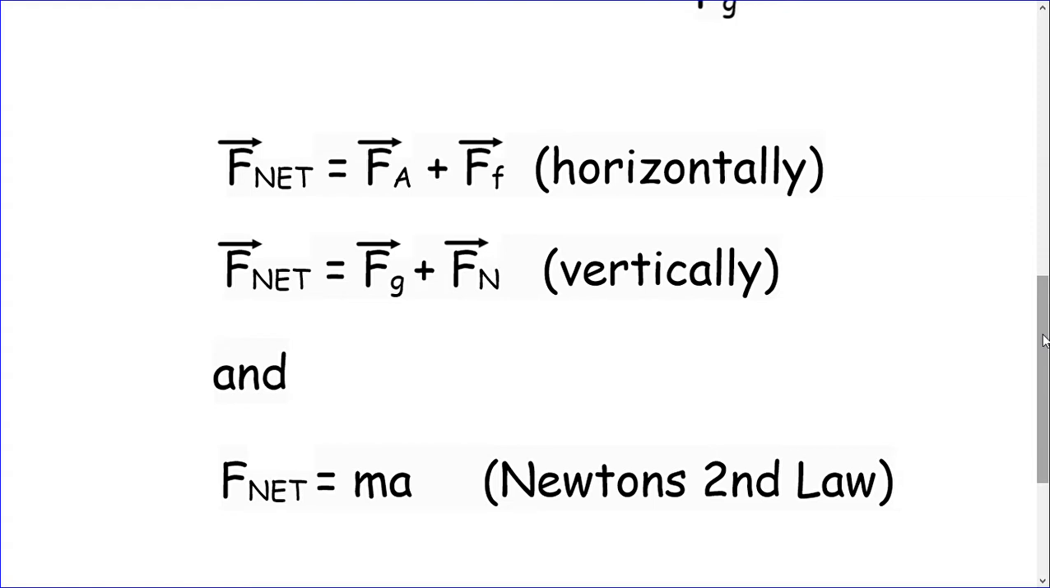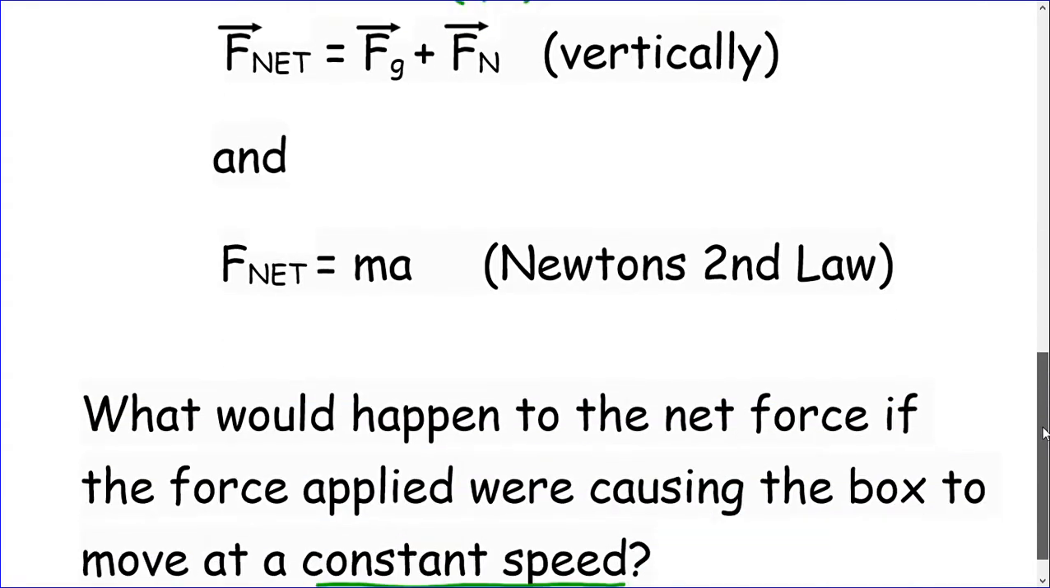So if I'm applying a force causing a box to move at constant speed, that means that the force of friction must be exactly the same as the applied force, just in the opposite direction. So if I'm applying 10 newtons worth of force moving forward, that must mean that I must have 10 newtons worth of force moving against me in order for it to move at a constant speed. So let's see this played out.